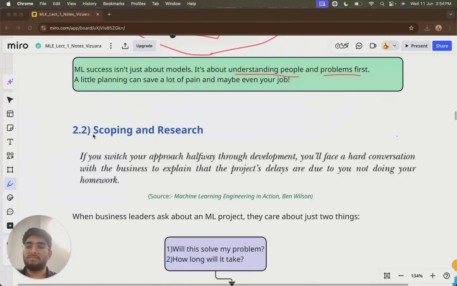Let's start with scoping and research now. If you switch your approach halfway through development, you will face a hard conversation with the business to explain the project delays that are due to you not doing your homework.